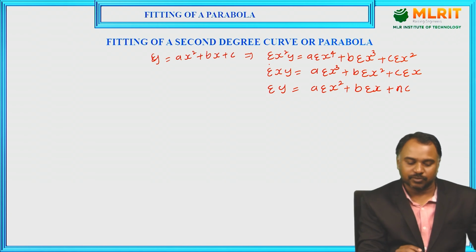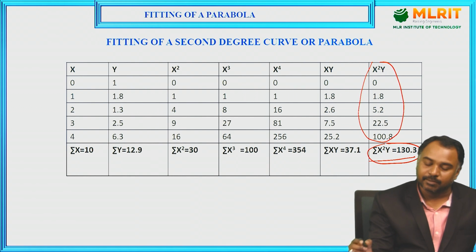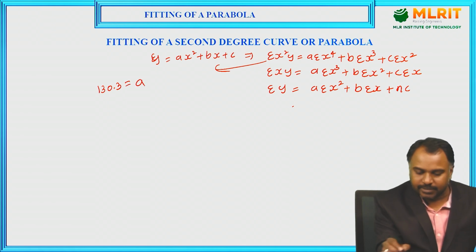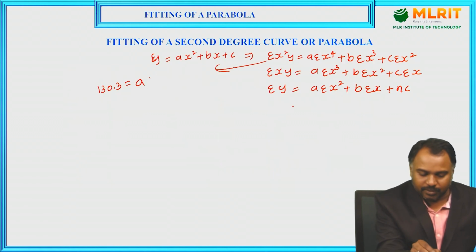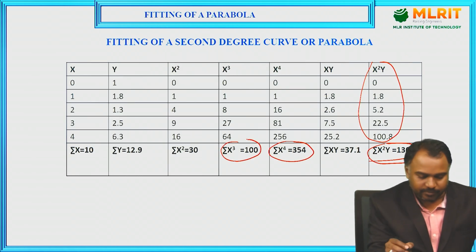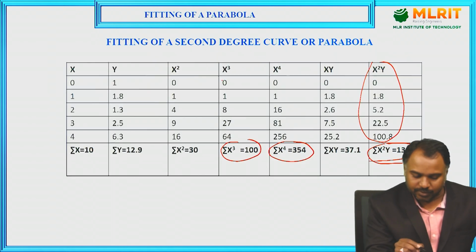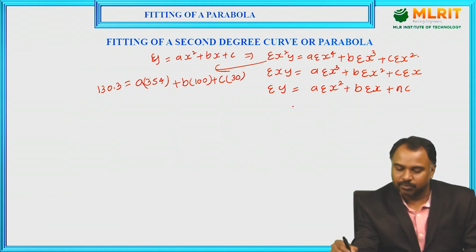So we are going to substitute the values. Summation x square y, as we know, is 130.3. So first equation: 130.3 equals a as it is. Summation x power 4 is 354, so we substitute 354 plus b summation x cube. Summation x cube is 100, so we substitute 100 plus c summation x square. Summation x square is 30. So this is equation number 1.